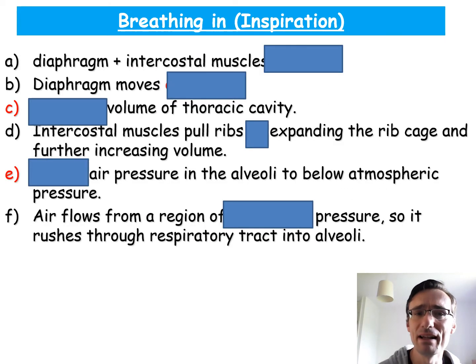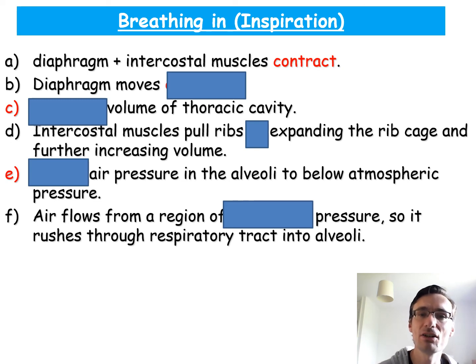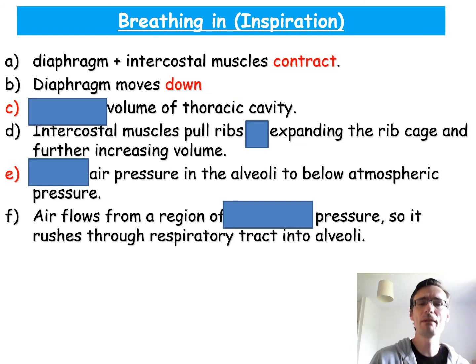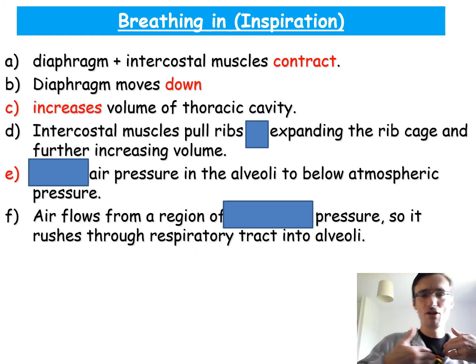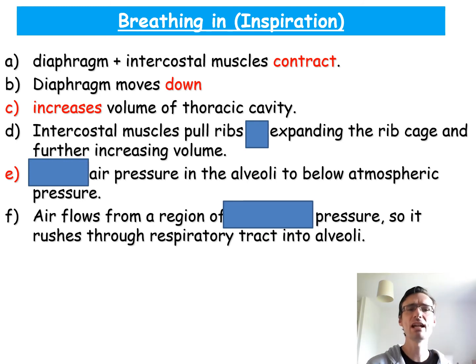And the last part is then about breathing in, which is called inspiration, and obviously expiration is the exact opposite of this. So breathing in is an active process, and it involves the diaphragm and intercostal muscles contracting. I believe it's the external intercostal muscles contracting. The diaphragm then moves down, okay, so it goes down, and that increases the volume of your thoracic cavity. Your thoracic cavity is like this whole area here, effectively. Okay, the intercostal muscles pull the ribs up, expanding the rib cage and increasing the volume.